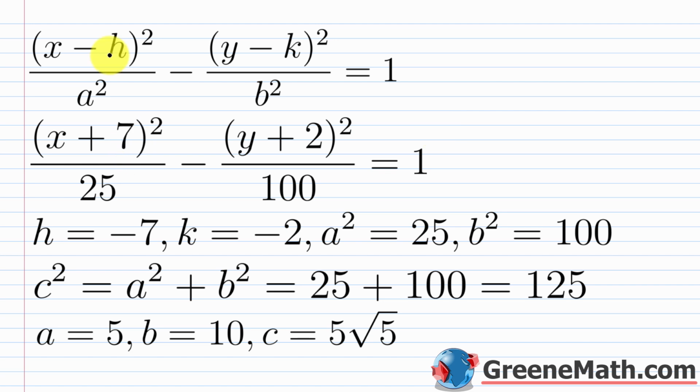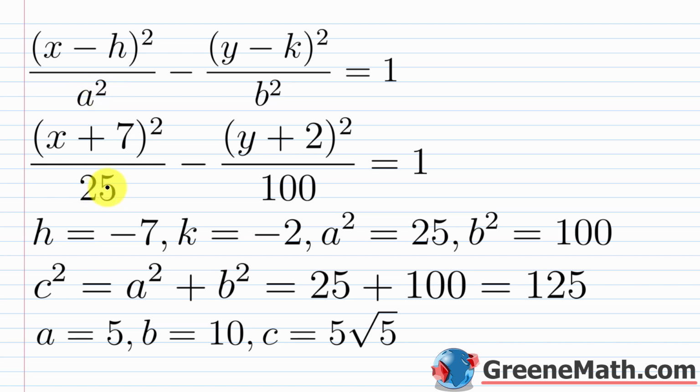So this guy right here, you're going to match it to this form right here. So this is for a horizontal hyperbola with the center at h comma k. So your h here would be negative 7, and your k here would be negative 2. Again, because this is a plus, you want to change this to x minus a negative 7. Because this is a plus, you want to change that to y minus a negative 2. So once again, h is equal to negative 7 and k is equal to negative 2.